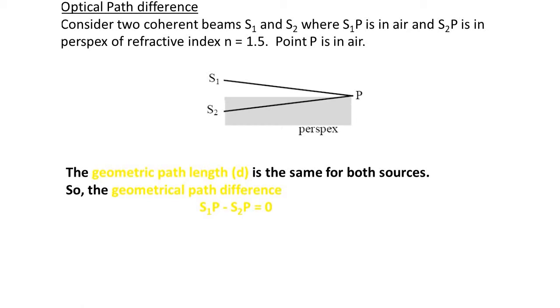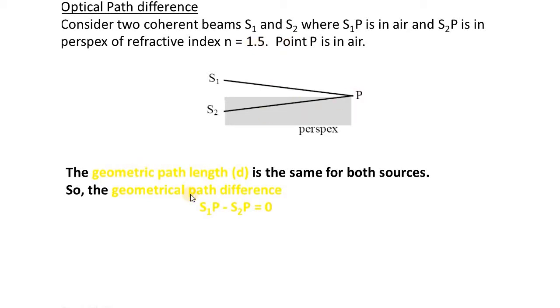What is basically the difference between the geometric path length and optical path length? Suppose we are having two coherent sources S1 and S2, and this light path S1 to P is in air, and S2P is the light path in a different medium. Here I am taking the medium as perspex, a glass, having a refractive index of 1.5. And again, the point P is in air.